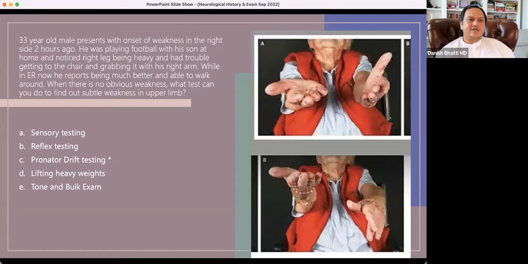So pronator drift is that with a patient with a mild weakness, when you have them hold their hands out supinated and they close their eyes, the weak hand will slowly pronate and will also flex at the fingers and have a flexion at the elbow. And that is called pronator drift.